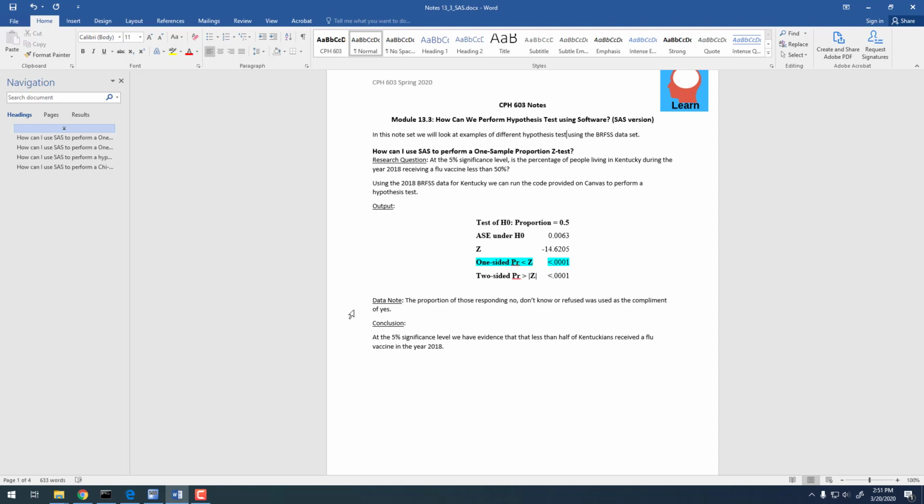Notice here in our research question, I've included that 5% significance level, and the reason we want to make sure we include that is acknowledging our uncertainty in the process. There's always the possibility that a hypothesis test makes the wrong decision, and so we need to include that significance level, which acknowledges the potential for that error. Using the 2018 BRFSS data, we can test this hypothesis, so let's see how to do that.